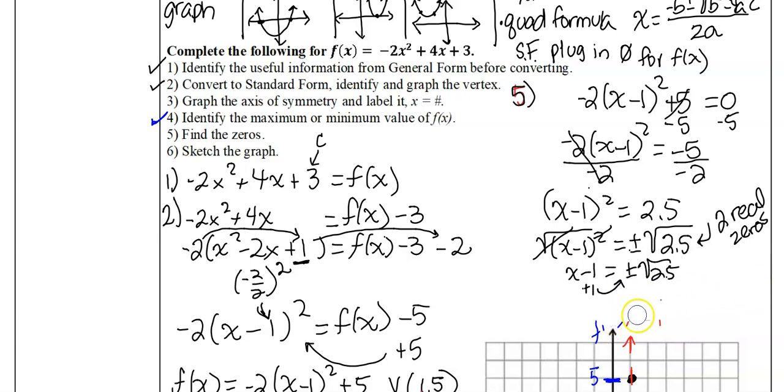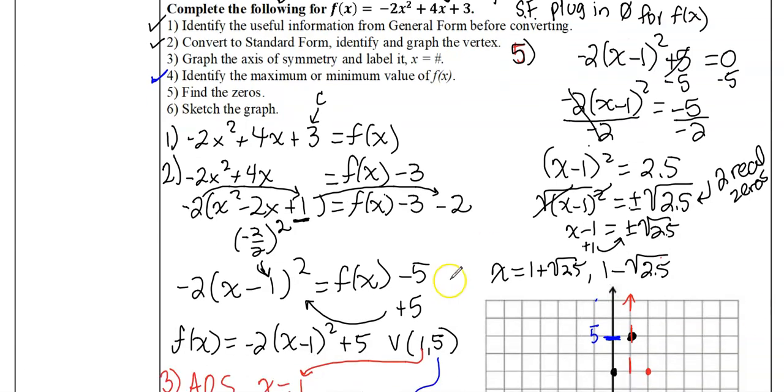I'm going to do a little more erasing so we have a little room here. All right, so we get 2 solutions. x equals 1 plus the square root of 2.5 and 1 minus the square root of 2.5. And of course, that's not useful for graphing, but that is an acceptable response.